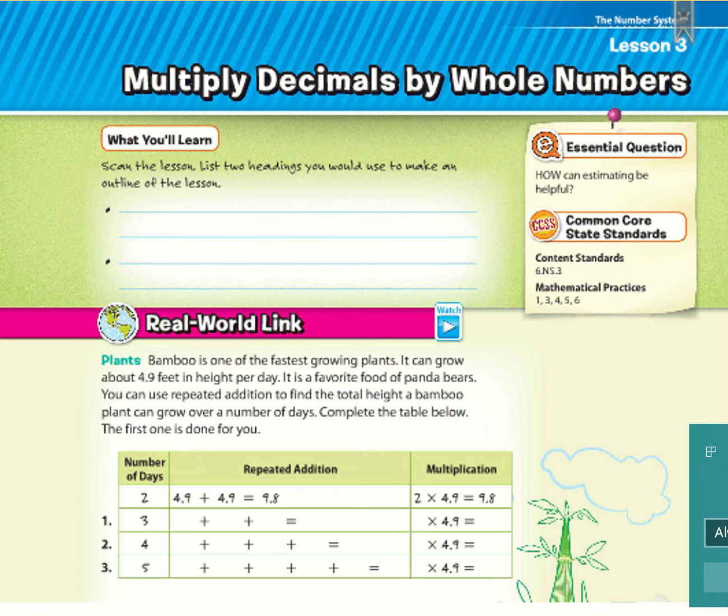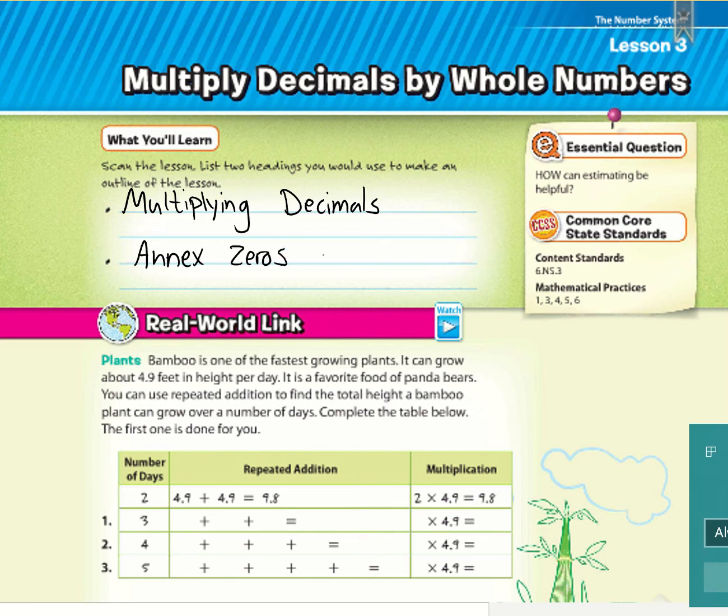And after scanning the lesson, the thing we're going to be doing today is we will be multiplying decimals. And we will also annex zeros in the product.